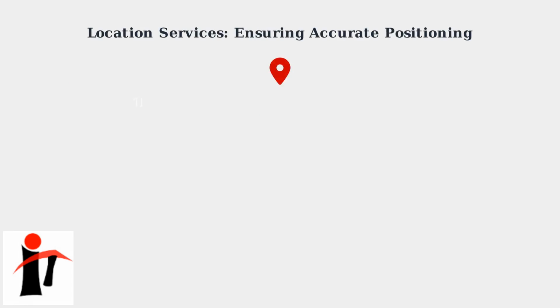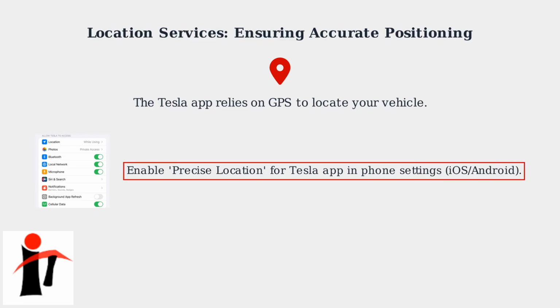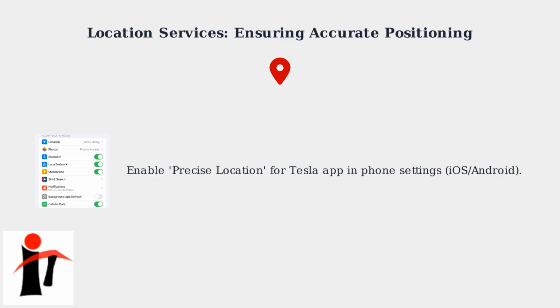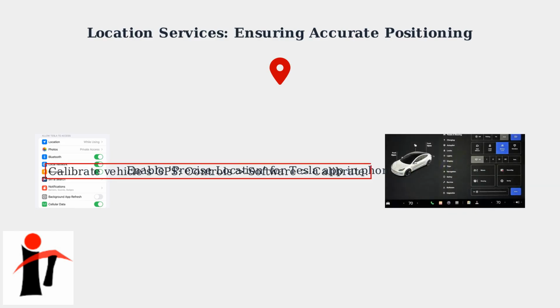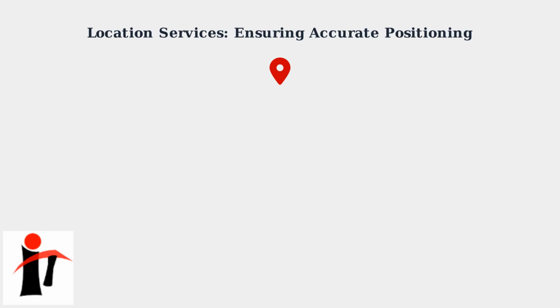The Tesla app relies on GPS to locate your vehicle. Make sure location services are enabled for the Tesla app with precise location turned on in your phone's settings for both iOS and Android. In the car, you can also try calibrating the vehicle's GPS through the touchscreen. Go to Controls, Software, Calibrate. This helps improve accuracy, especially in urban environments.